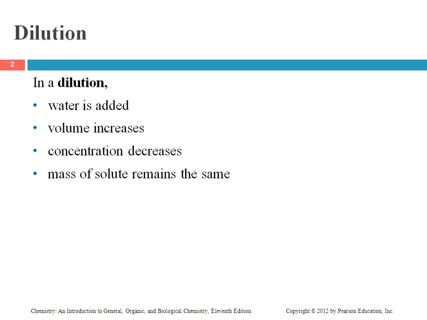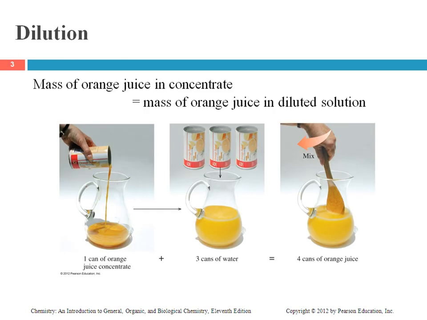In a dilution, this is something you have probably all done yourself. Basically, water is being added, so the volume is increasing and the concentration is decreasing, but the mass of the solute remains the same. This is why the concentration decreases. Remember, concentration is a way to express how much solute is present in our solution.